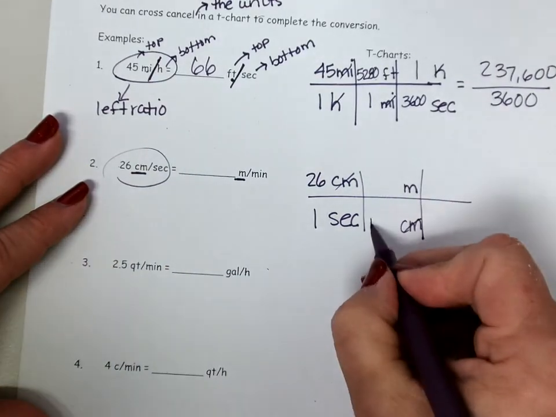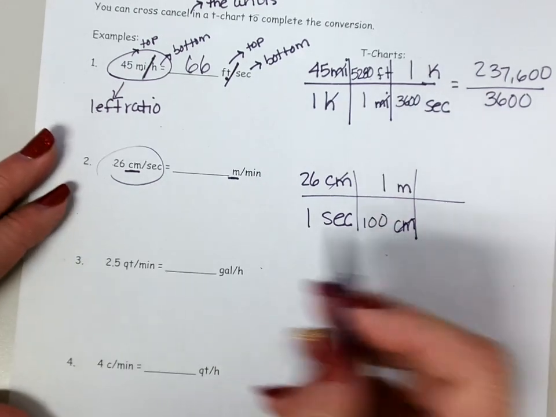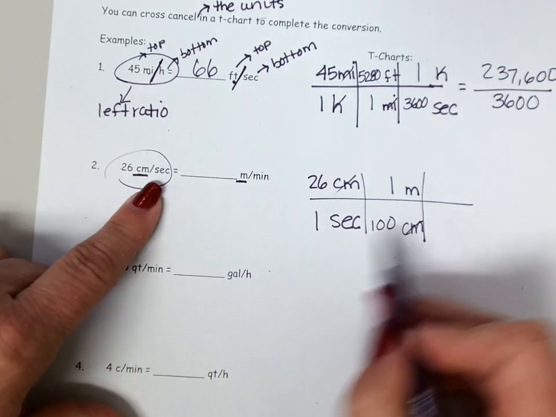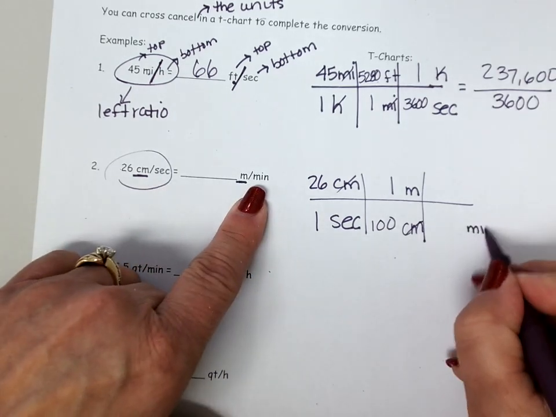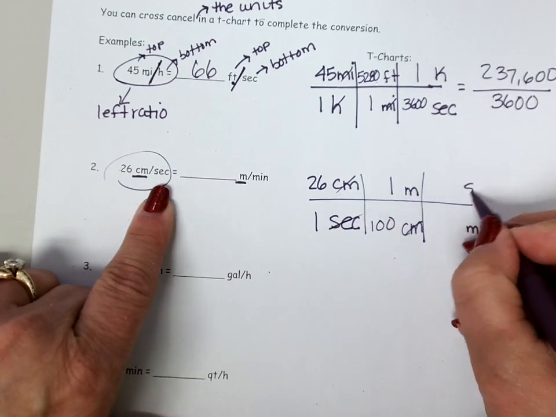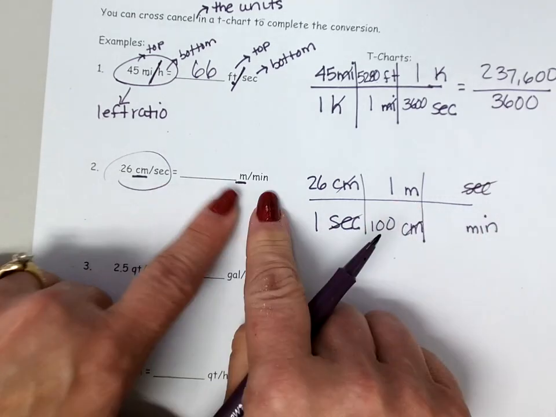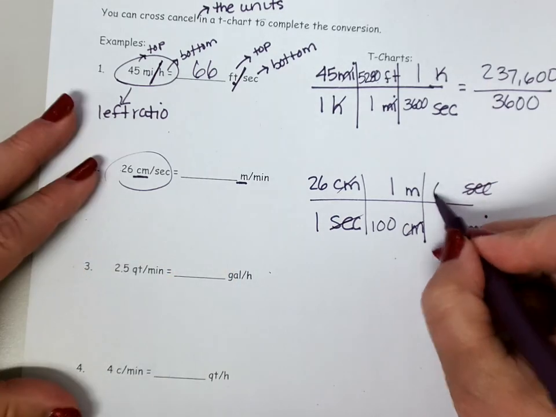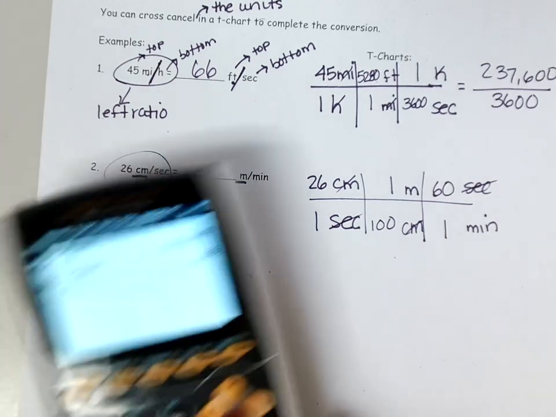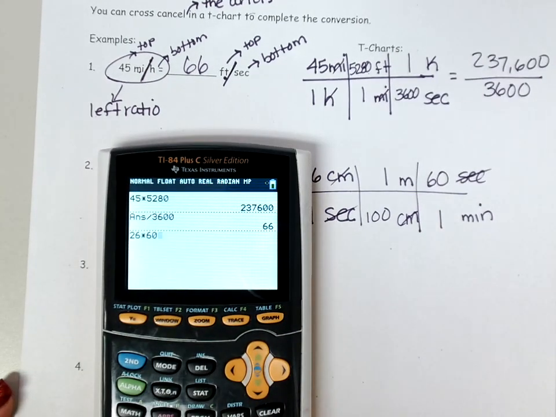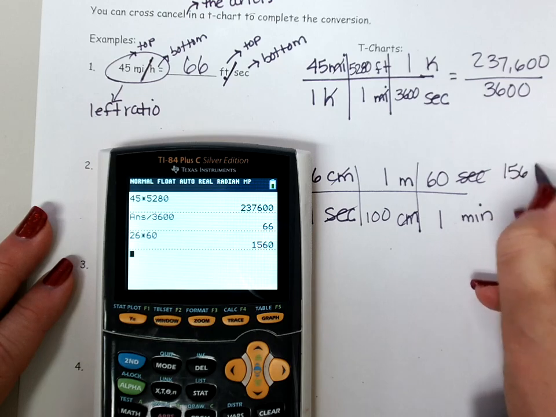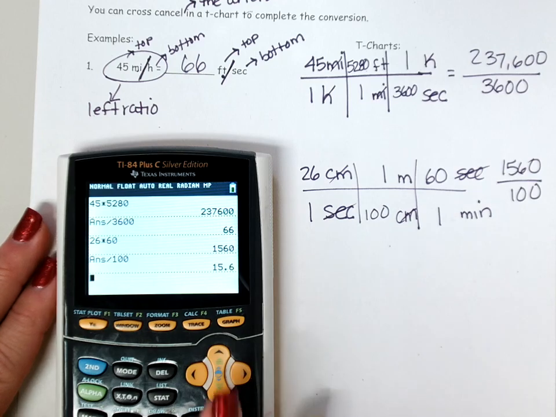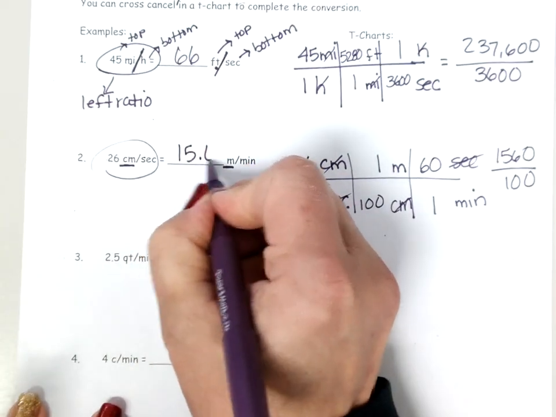Then my seconds are on the bottom, and need to change to minutes on the bottom. That means diagonally across needs to be seconds to cancel out, because I want meters and minutes left. Okay? So seconds, there's 60 seconds in a minute. That one I knew. I'm going to do 26 times 60. That gives me 1560. And on the bottom it looks like I have 100. So when I divide by 100, I get 15.6.